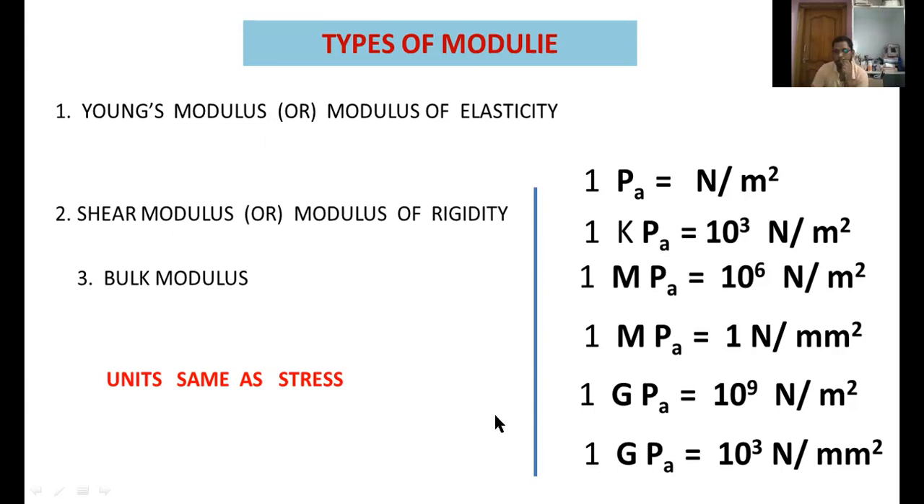Now I will explain them one by one. Young's modulus is also called modulus of elasticity.